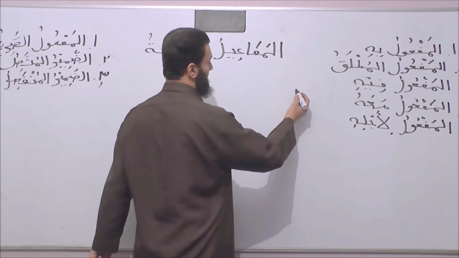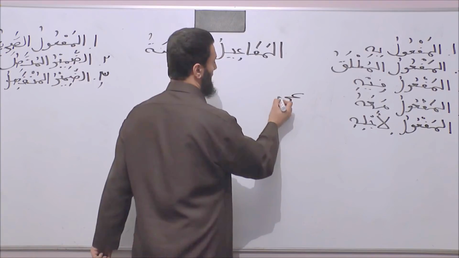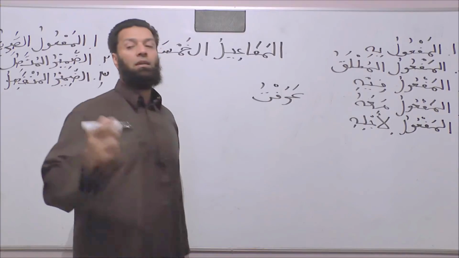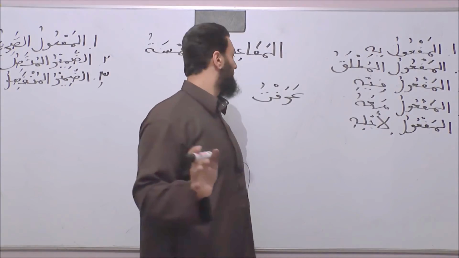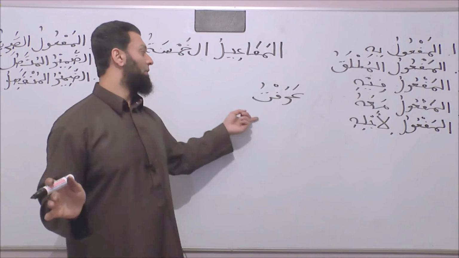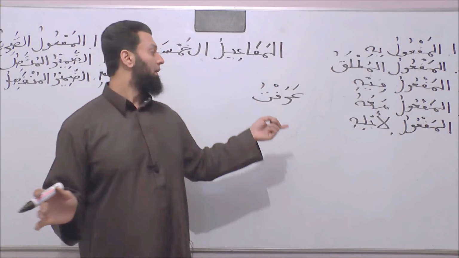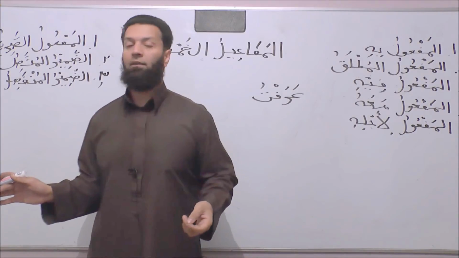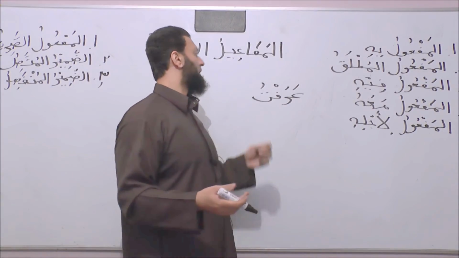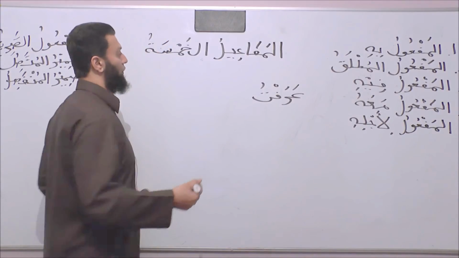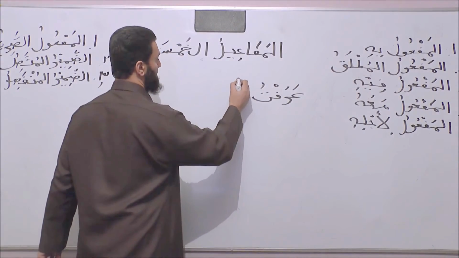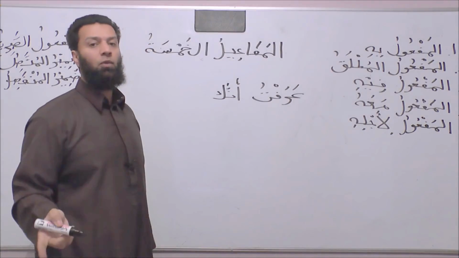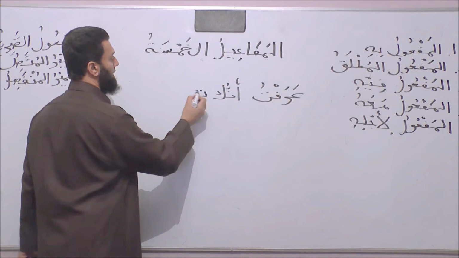If we say araftu, what does araftu mean? It means I knew. From arafa, it's a fi'lun madin mabniyun ala sakun litisali, because it's connected with ta al-fa'il, or ta damir, which is the fa'il. Araftu annaka أنك عرفت أنك تذهب.